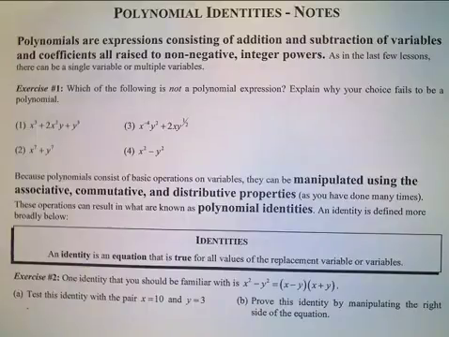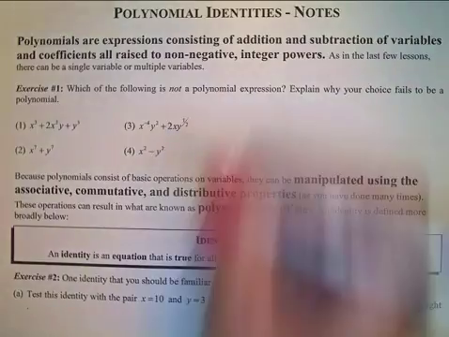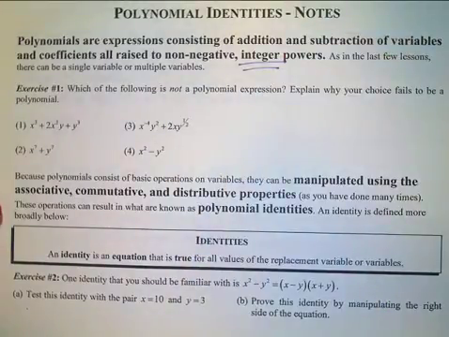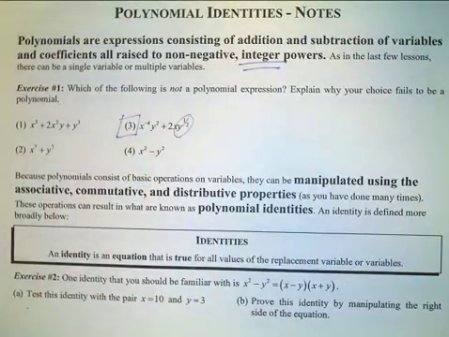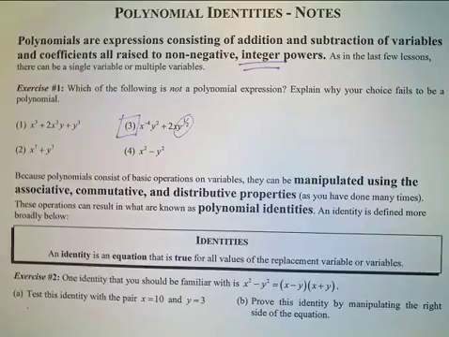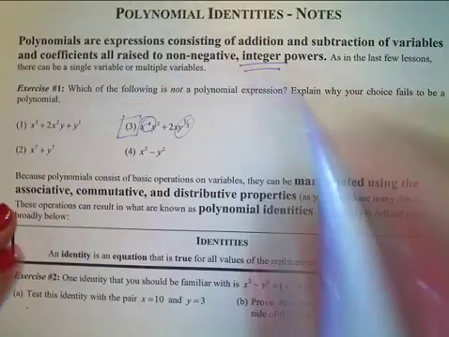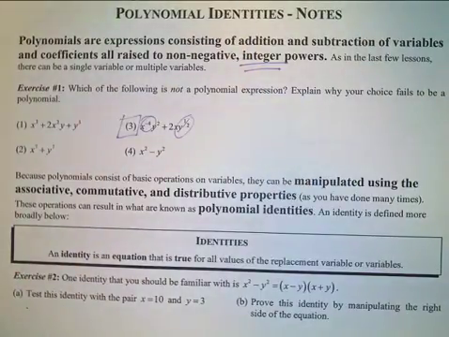So, based on the definition above, it has to have integer powers. So, number 3 does not have an integer power. It fails. All the rest of them are addition and subtraction of variables, have coefficients raised to non-negative and integer powers. Okay? Because again, negative we can make into positive. So this would maybe be another reason. All right. So there's no division.